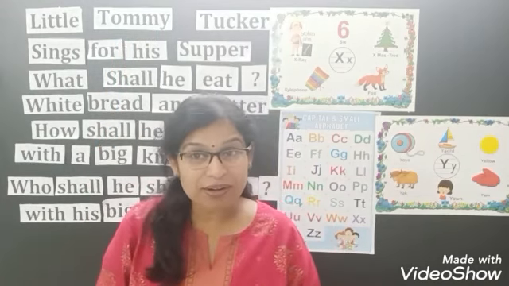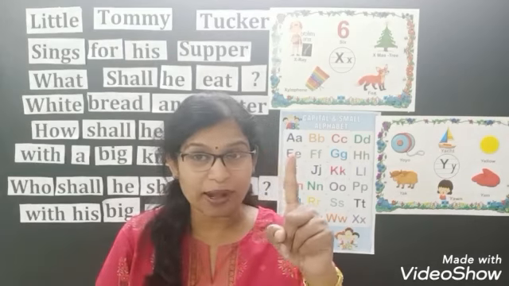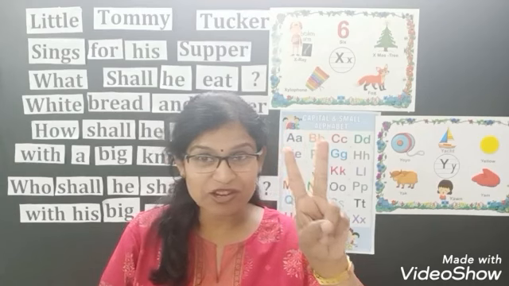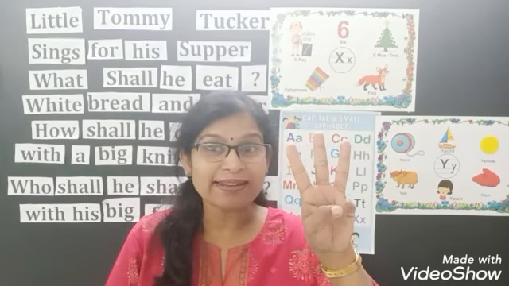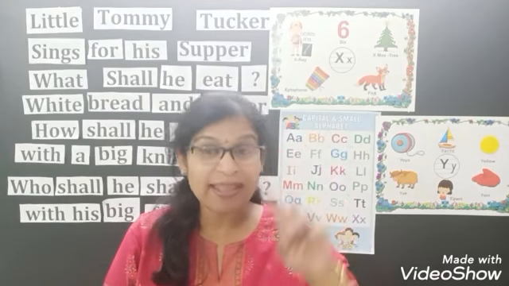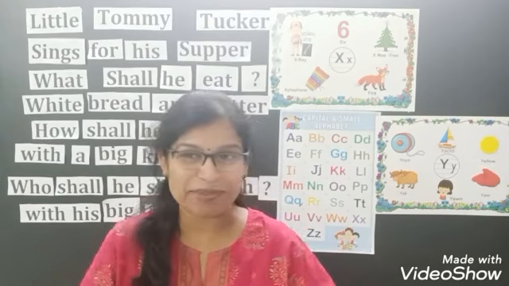So children, you have to learn all these rhymes. All Things Bright and Beautiful, Little Jack Horner and My Red Balloon today. Okay? Please recite them well with the actions. And make a video of yours and send it to me. I'll be so happy to see you all.